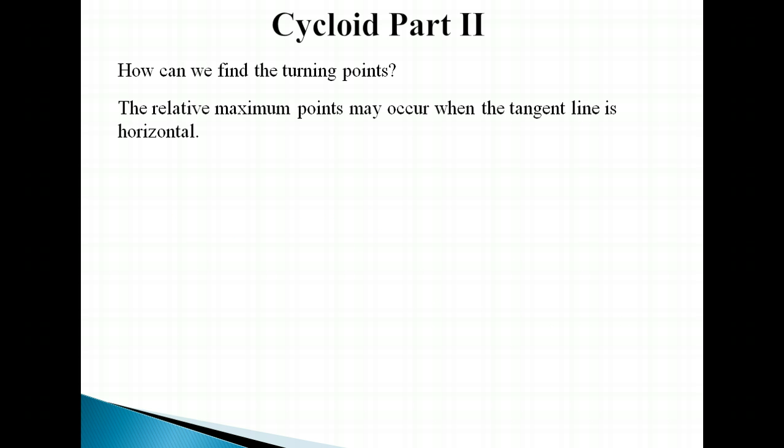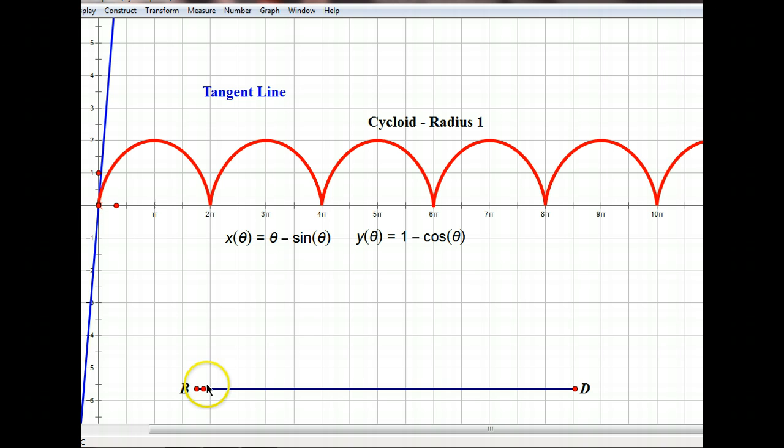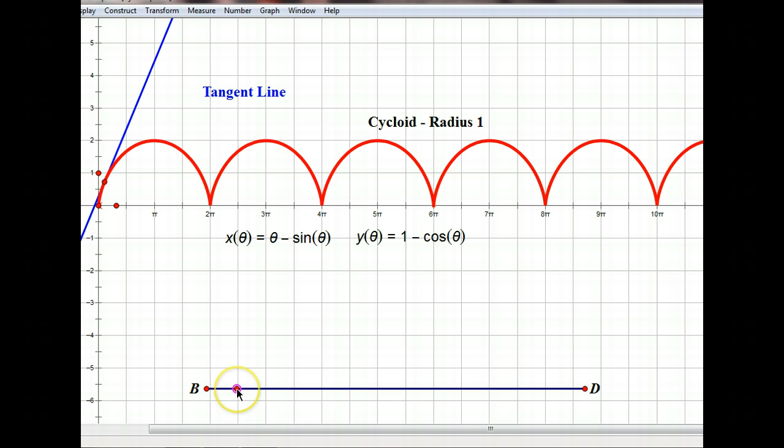Alright, so we want to find the turning points on the graph, and we can do this just like we do with any other equation. We're going to look where our tangent line has a slope of 0 or where it has an undefined slope. So let's look at our tangent line on our graph. Here we have a tangent line attached to our cycloid, and we're going to move it along the cycloid so you can look at the slope of the tangent line.